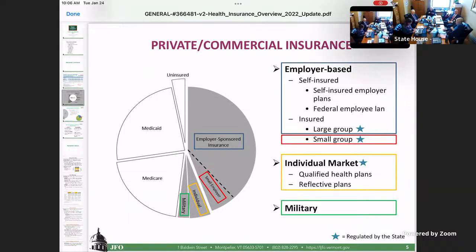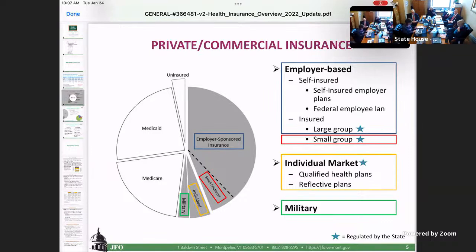So this is an illustration you've seen before, showing you the gray is the private insurance market. The white are the Medicare, Medicaid, and then the uninsured. So we're talking about the gray box today. Previously, we've talked about different color boxes.